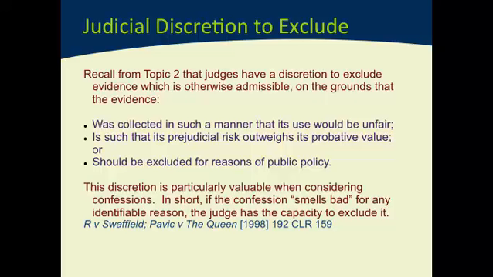Next rule we need to look at for criminal confessions relates to judicial discretion. You might remember way back in topic 2 we talked about judicial discretion. We said there's 3 bases on which judges can exclude evidence that would otherwise be admissible. The first is if it was collected in such a manner that its use would be unfair. The second is if its prejudicial risk outweighs its probative value. The third is if it should be excluded for reasons of public policy, such as that it was collected unlawfully or that its release would be contrary to the public interest.